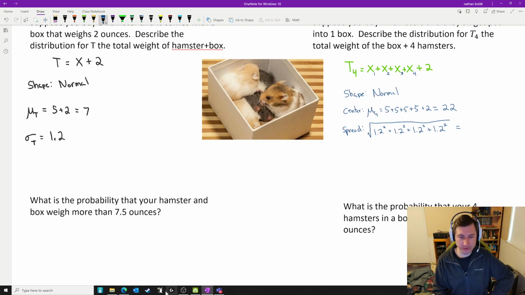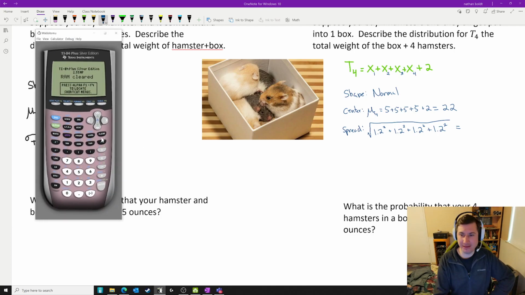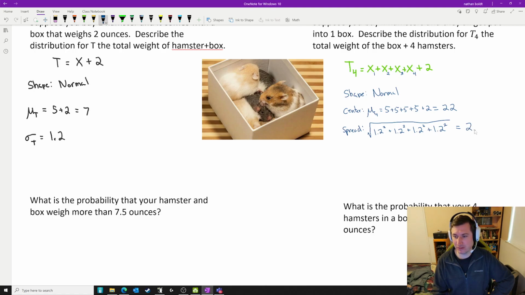Is equal to, let me type that in. So we've got the square root of 1.2 squared plus 1.2 squared plus 1.2 squared, and one more for all 4 hamsters. So the standard deviation is going to be 2.4. All right, so yes, it did go up. It was 1.2, now it's 2.4. It is bigger, but it is not the sum total.